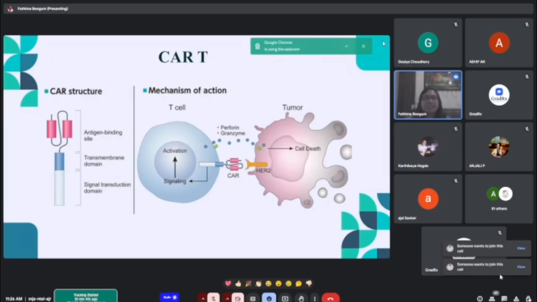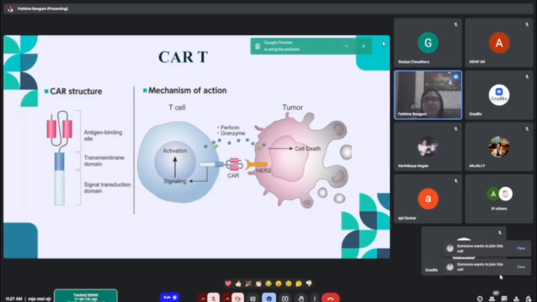Here in the slide, you can see the structure of CAR, chimeric antigen receptor. The structure consists of an ectodomain, transmembrane domain, and the endodomain. The ectodomain consists of the antigen binding site and it also has a spacer. The transmembrane domain is there and an intracellular domain which has signal transduction is there. That is a simple diagram which explains the mechanism of action of this CAR.